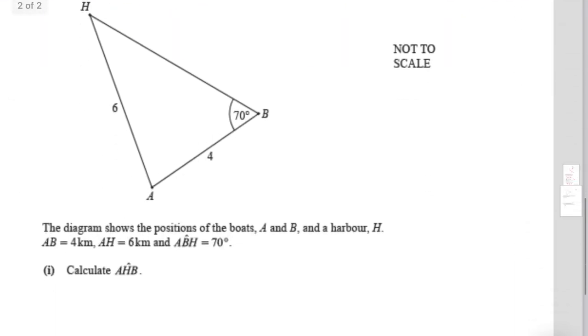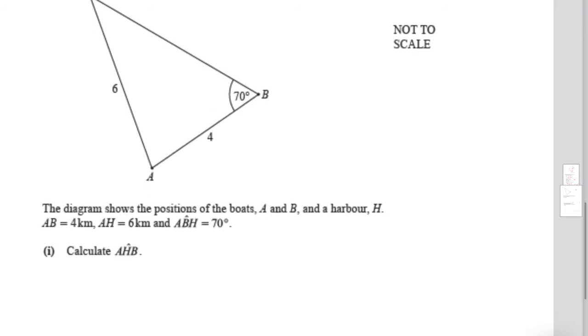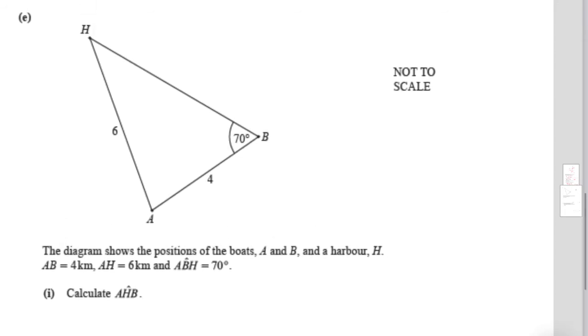Let's move on. The next question has given us a triangle AHB. The diagram shows the positions of the boats A and B and a harbor H. AB is 4, AH is 6, ABH is 70 degrees. Calculate AHB. They need this angle. So how do we find this angle? We use the sine rule.